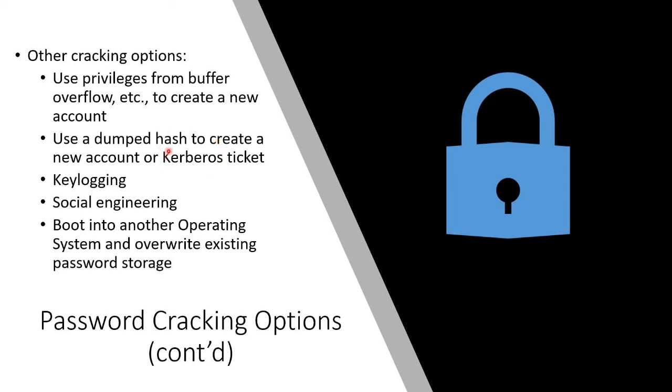Kerberos is just the login protocol for Active Directory. You could also just put a keylogger on, which we'll talk about in a bit, or you can bribe someone with a chocolate bar and social engineer them. Or you could boot into another operating system and just find the physical storage on the hard drive where the passwords are stored and just overwrite it so that the passwords are all blank. I mean, these are all options if you don't do traditional cracking. So those are the methodologies we can use to attack Windows passwords.